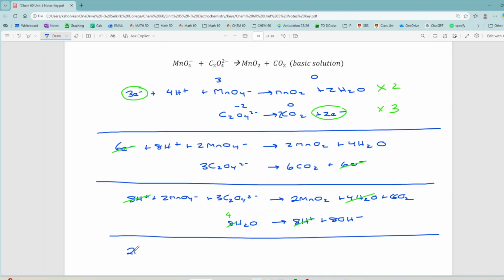So I'm going to have 2 MnO4 minus, 3 C2O4 2 minus, and 4 waters is going to form 2 MnO2, 6 carbon dioxides, and 8 hydroxides. Whew. All right. Last one.